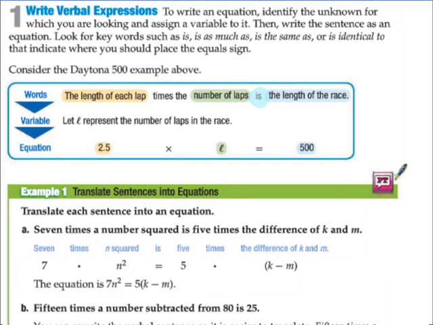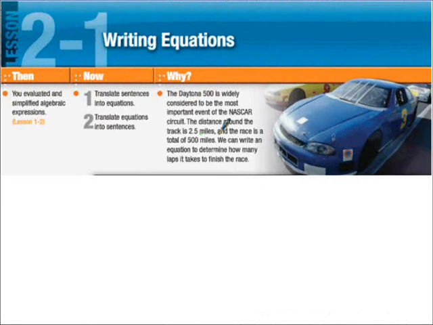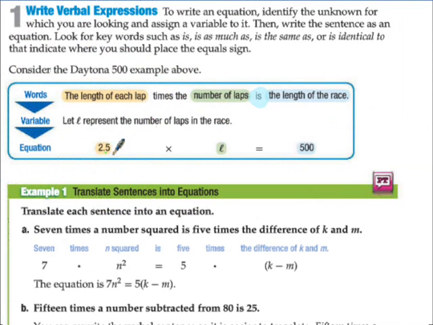You guys have been doing this for a long time, since you were wee little children, all right? So for example, if we consider the Daytona 500, it's widely considered to be the most important event in NASCAR. The distance around the track is 2.5 miles. The race is a total of 500 miles. How many laps does it take to finish the race? Each lap is 2.5 miles, multiplied by the number of laps that we don't know, and the length of the race is 500, so we can set up this equation right here and solve.